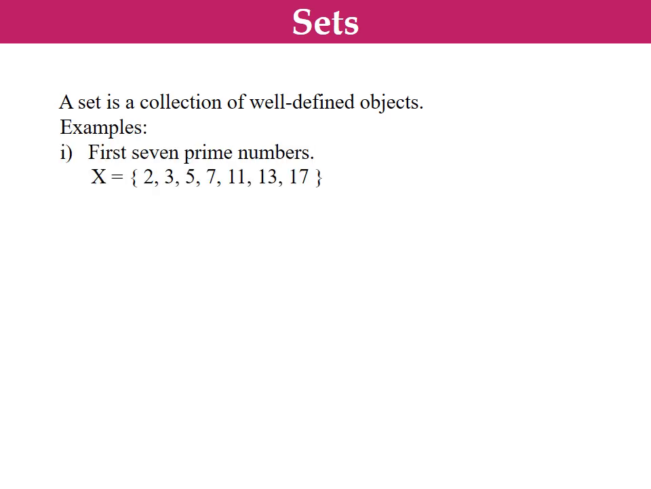Examples. First, take the first 7 prime numbers. How to write these in set format? X is equal to the set of all 2, 3, 5, 7, 11, 13, 17. We know what a prime number is, right? So this is the way to write the first 7 prime numbers in set format. And look at another example. Vowels in the English alphabet. V is equal to the set of all A, E, I, O, U. So now we know how to write a set using different elements, right?